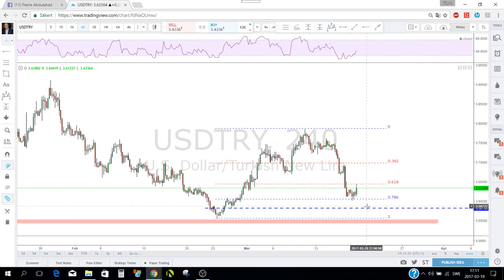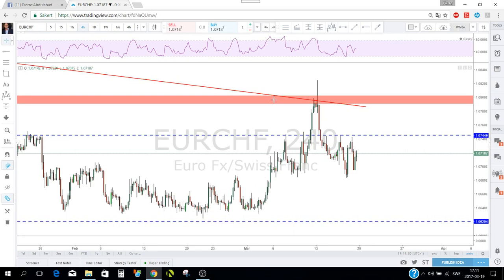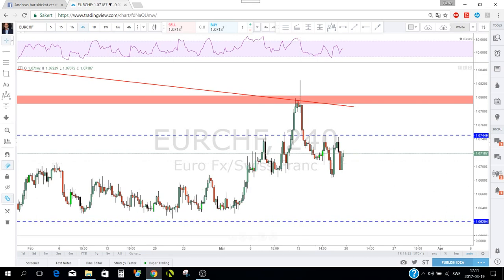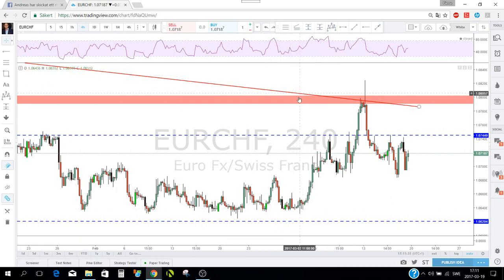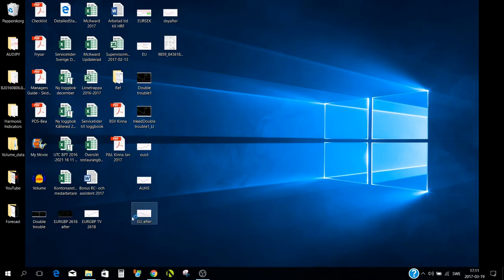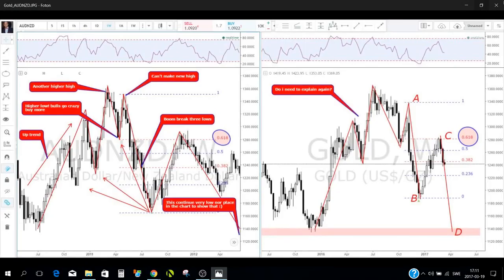Maybe Euro Swiss again. Yeah, let's take a look at that. You were asking me why I don't like this pair last week, Robin, and as you see here, when I published it, what was the idea? It was an AB equals CD on this pair. Let me try and find it. No, not this one.